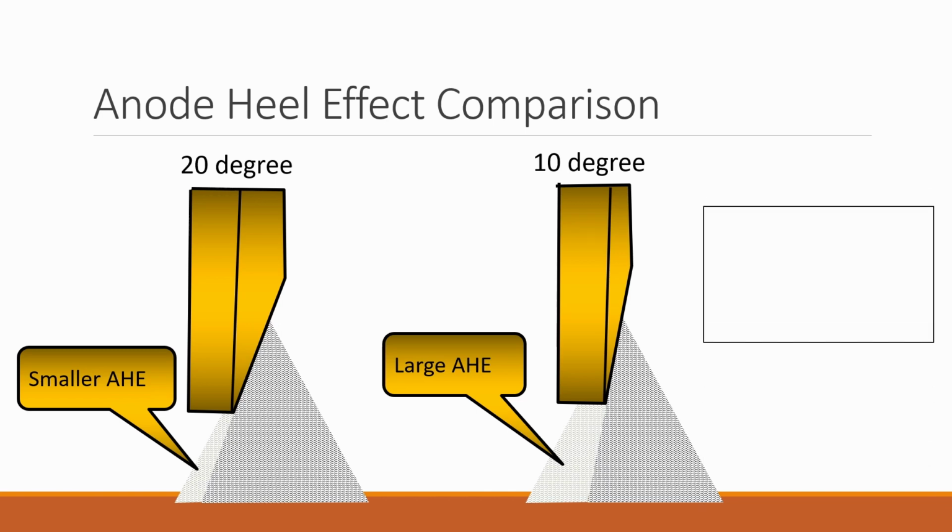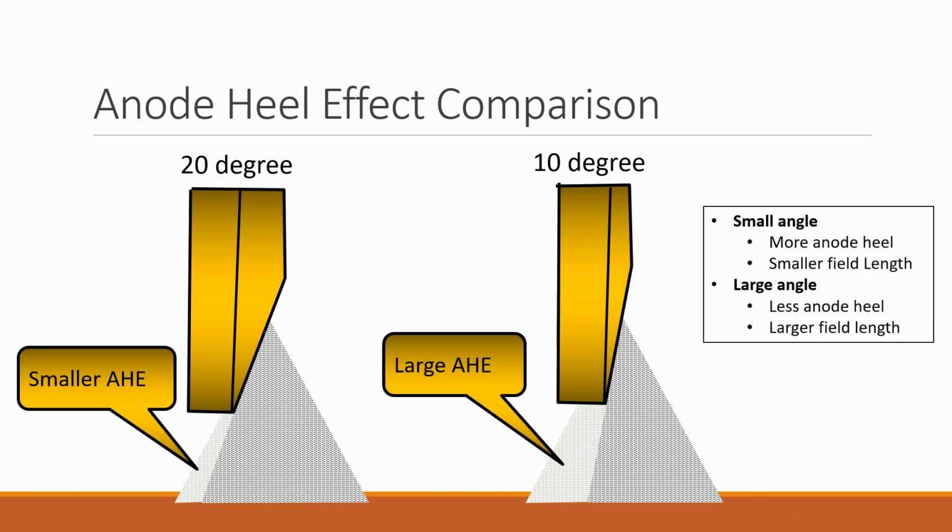The conclusion being that the smaller the anode angle, the greater the anode heel effect, and the shorter the length of the most intense portion of the X-ray field. Just a side note, the anode heel effect can be used to a radiographer's advantage, but that is a discussion for another day. To summarize, the purpose of the anode angle is to control the size of the effective focal spot, not direct X-rays out of the tube.